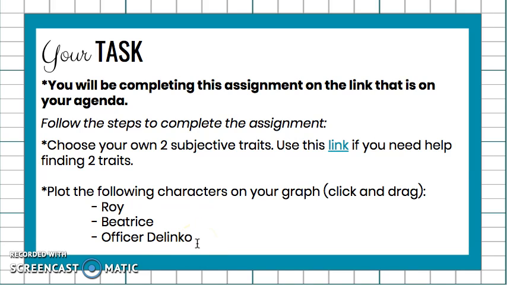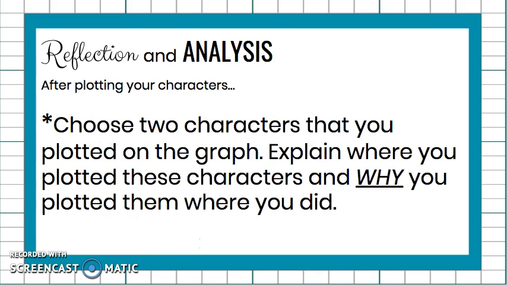So you're just filling out the doc that I give you and plotting these 3 characters according to the traits that you chose. After you've done that, you are then going to reflect on the assignment and what you did. So you're going to complete the reflection and analysis after plotting your characters. You will choose 2 of the characters that you plotted on the graph and explain where you plotted these characters and why you plotted them where you did. Again, this why is that evidence to back up why you put Roy where you did and why you put Beatrice where you did. So you're going to be explaining that through writing.